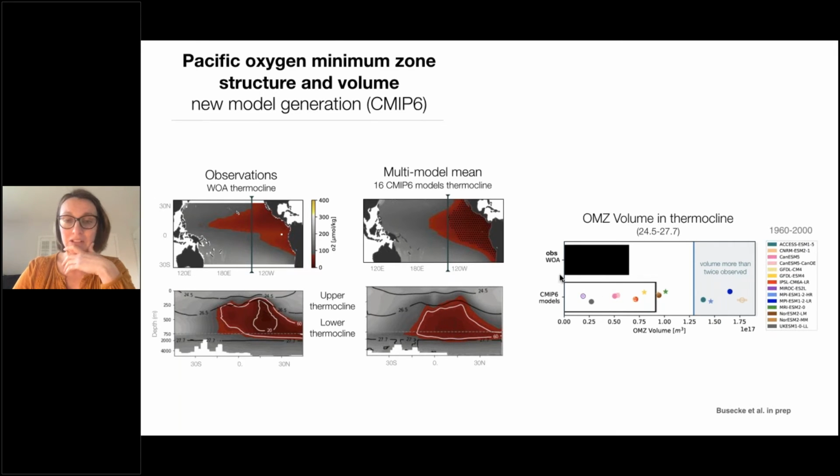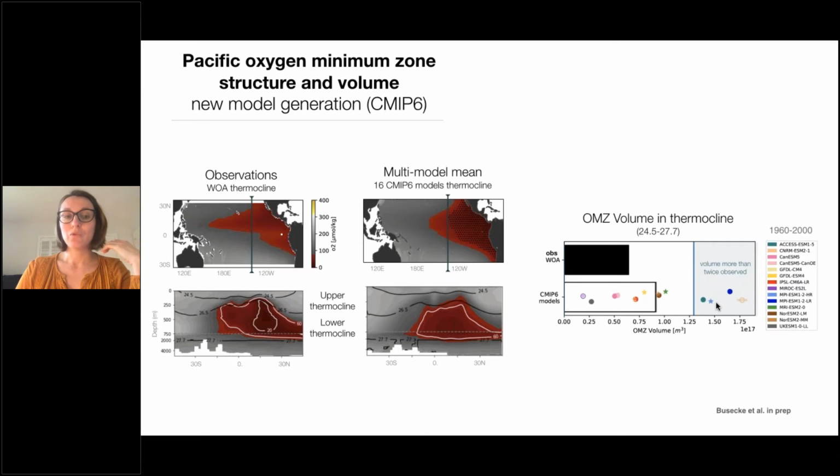More quantitatively, if we look at the volume, you have the individual models with the little dots, and you see that they span a wide range. On average, the volume in those models is about a third larger than the observation. But you have models that have only half of the volume, and some models have more than twice the volume. So it's very variable what they simulate.